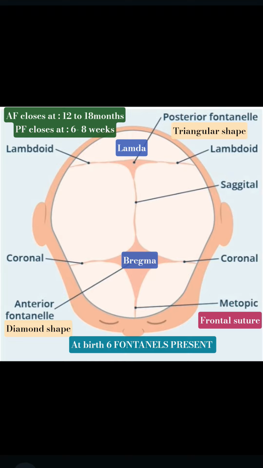This anterior fontanelle is also called the bregma. This posterior structure is also called the lambda, right? The meeting point of the sagittal suture and lambdoid suture is called the lambda, and the meeting point of the sagittal suture, coronal suture, and frontal or metopic suture is called the bregma.